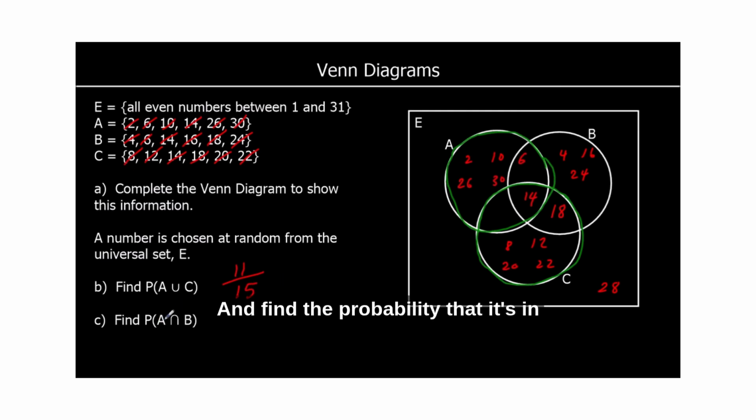And find the probability that it's in the intersection of A and B. There are 2 numbers in the intersection of A and B. So it's 2/15.